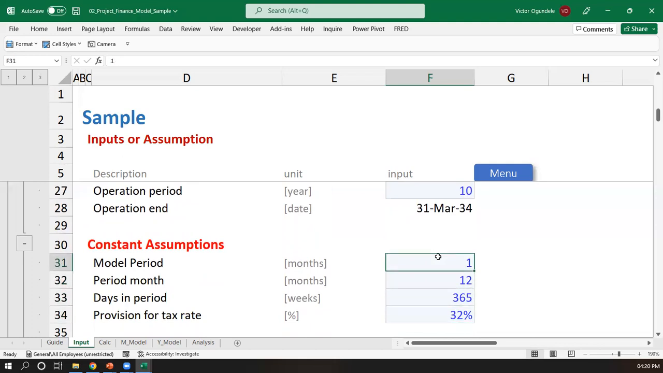For example, your model period: you could build your own model monthly, you could build it quarterly, right? You could even build it semi-annually. It depends on you, or you build it yearly. But for this model, we decided to keep it monthly. Then periods in a month, 12 months are typical normal 12 months in a year. We have our days in the period, 365 days, and we have just provision for tax.